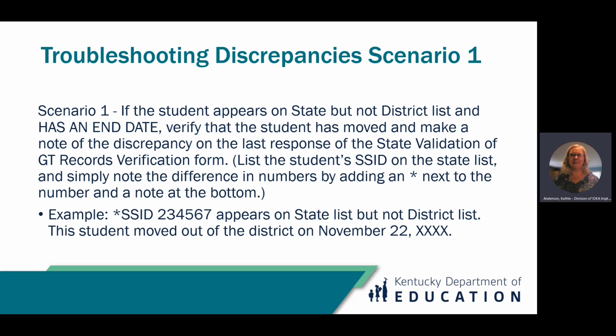So for an example, SSID number 234567 appears on the state list but not on the district list. The student moved out of the district on November the 22nd. So what has happened here is, like I said previously, the student probably was identified after leaving your district. And so that's why there is an end date on the student's record for the state validation list.